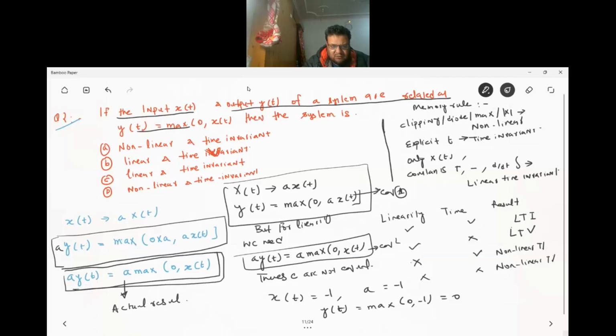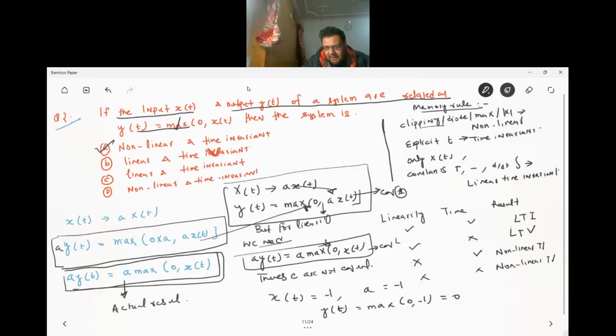What happens when you multiply the input with a is that you get max of 0 comma a x of t, but for linearity we need a y of t, which is a max of 0 comma x of t. So your input multiplication and output multiplication are not satisfying, which means these are not equal. This is a nonlinear system. And very important, whenever you get a function like this max, immediately this is a nonlinear system.